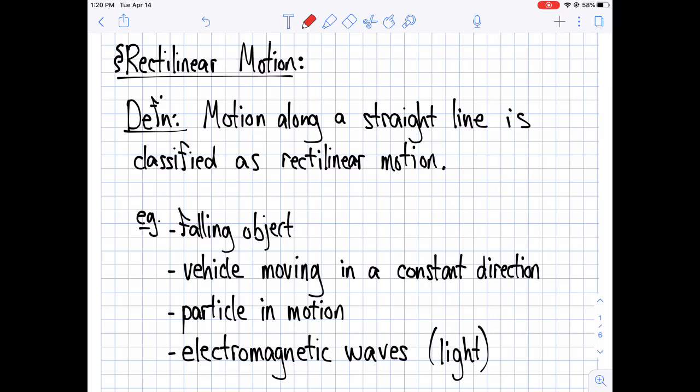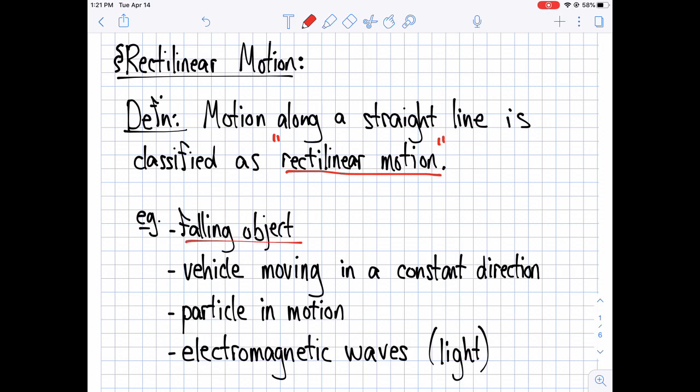Okay, so today we're looking at another application, and this time it's rectilinear motion. So specifically, we're looking at motion in a straight line. This is going to be called rectilinear motion, and the idea is that you can use rectilinear motion to model the motion of a falling object.